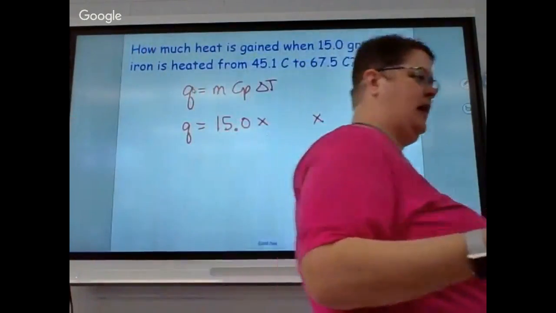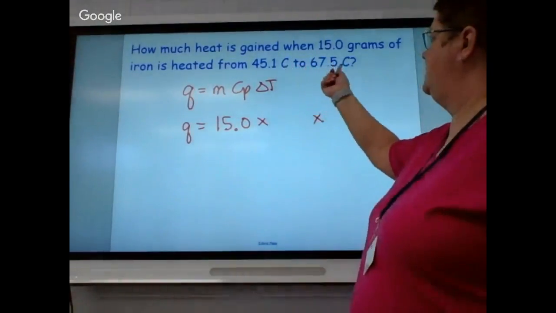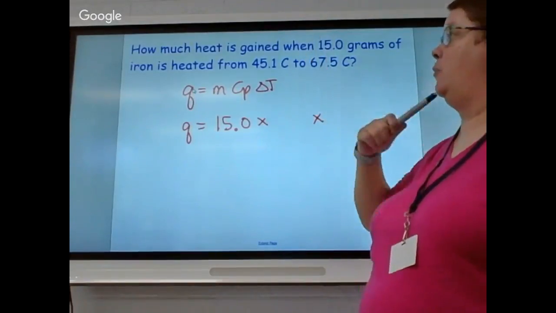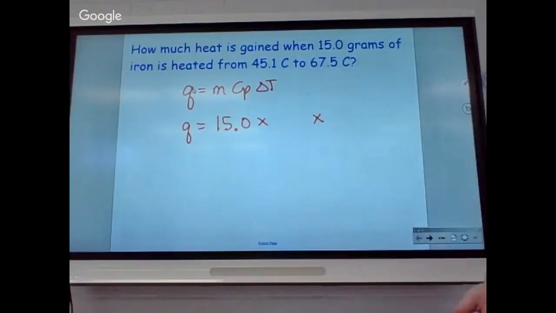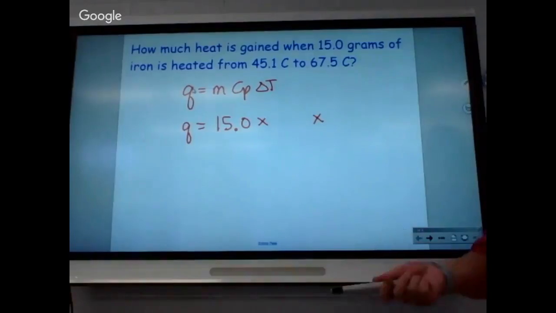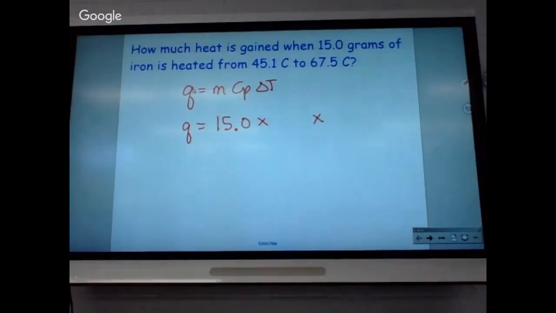Now, specific heat is not given to us in this question. See how we have Celsius and Celsius here? That is something we're going to have to calculate. We have a change in temperature given to us. Change in temperature means to do what? Subtract. We need a difference, right? So we're going to take the 2 numbers and subtract them. Now, sometimes you won't have to subtract because they'll just tell you the temperature increased or decreased by something. But a lot of times you're going to have to subtract them. So 67.5 minus 45.1 is 22.4.